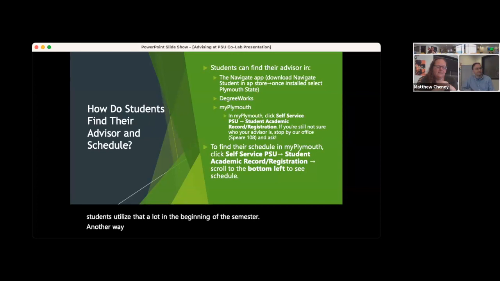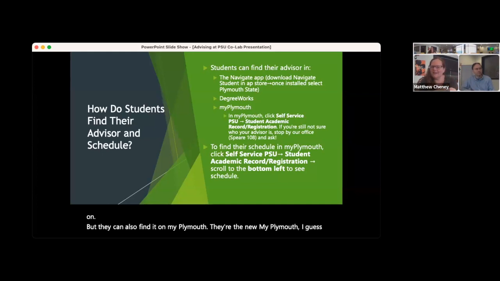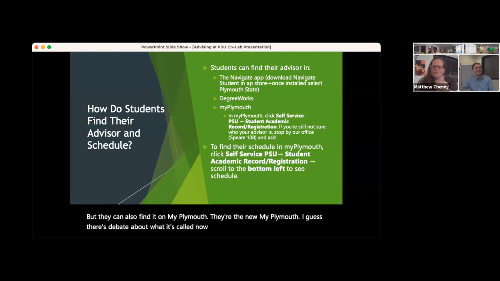Another way that they can find their advisor is through DegreeWorks. There's lots of information on DegreeWorks, and we'll talk more about that a little later on. But they can also find it on My Plymouth. The new My Plymouth, I guess there's debate about what it's called now. It's either My Portal or My Plymouth or My USNH. I don't know. The new My Plymouth is what I'm going with. It'll always be My Plymouth. It is.